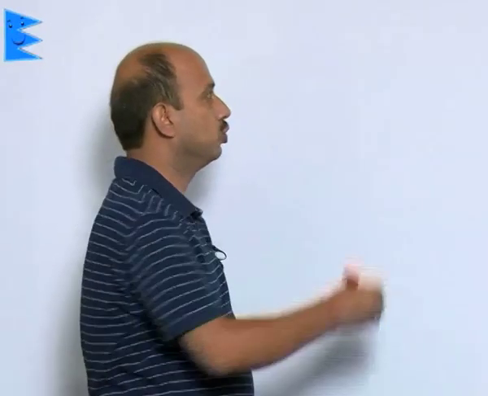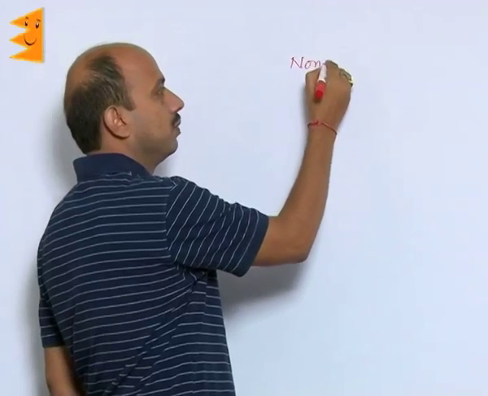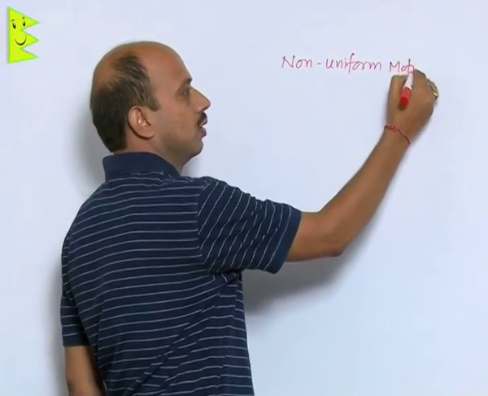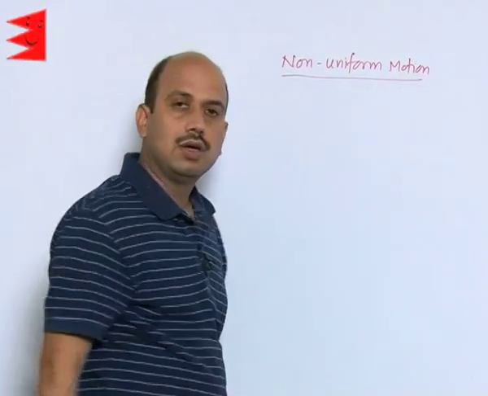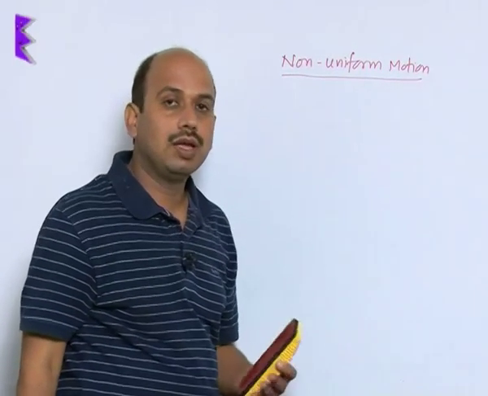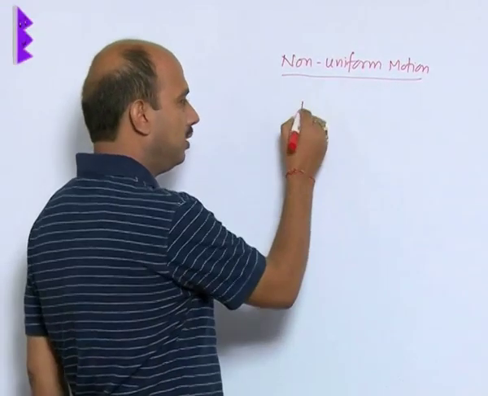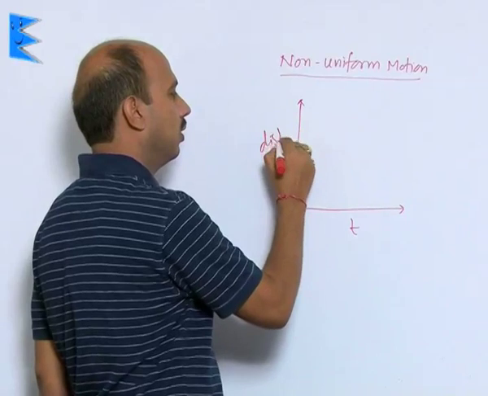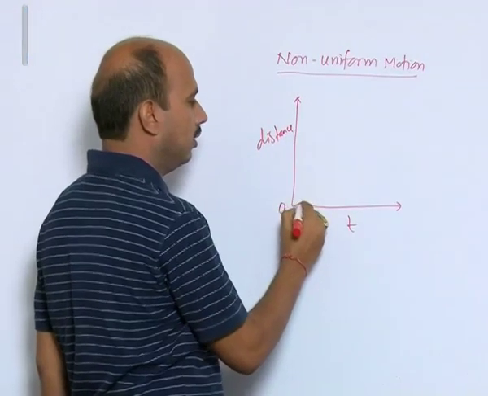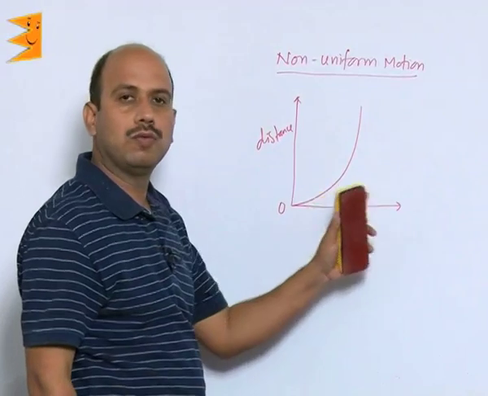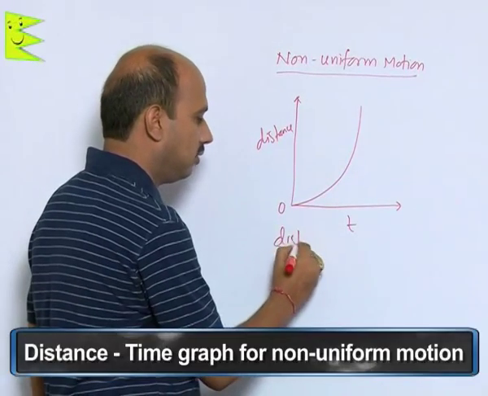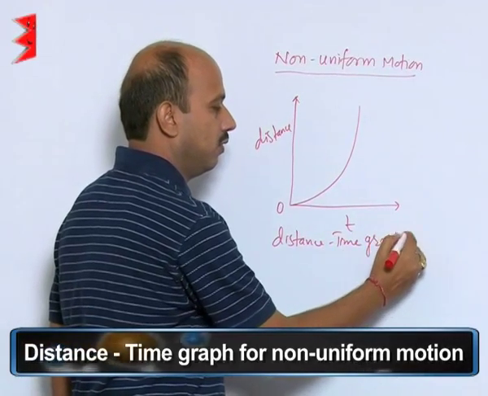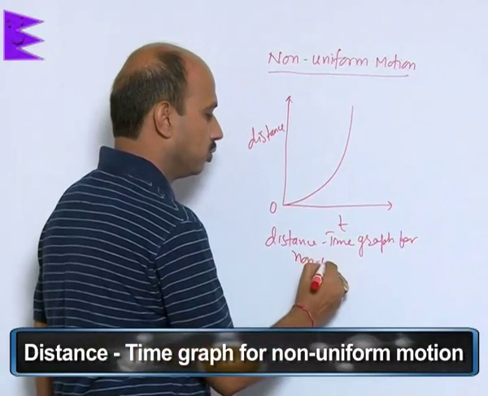Now, we will do non-uniform motion. As we know, non-uniform motion is that motion in which distance travelled by body is unequal in equal intervals of time. We have done this graph earlier like this. Here we took time t, here was distance and the graph was like this. This graph represents non-uniform motion. It means this is distance time graph for non-uniform motion.